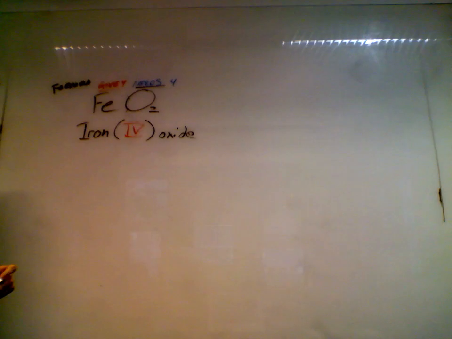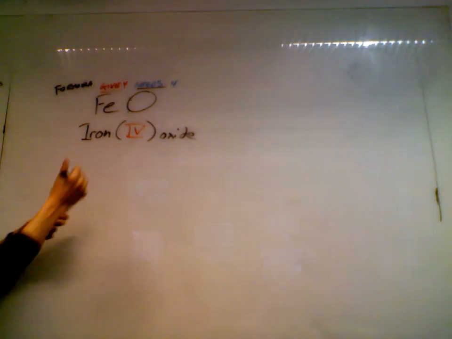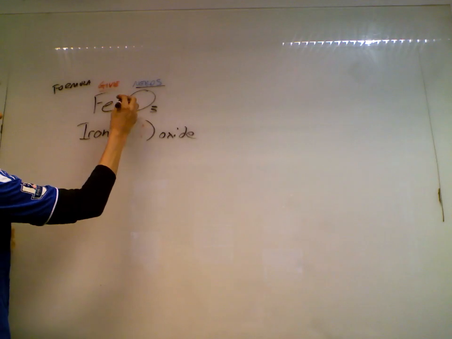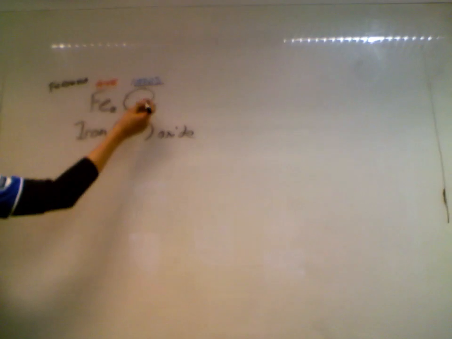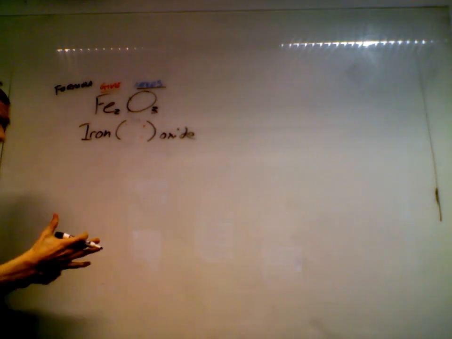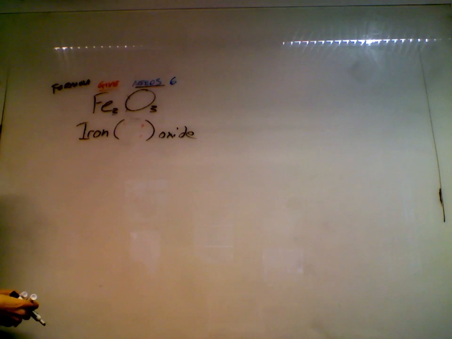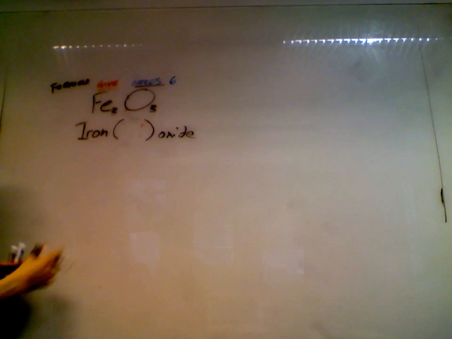Now, the tricky part comes in when you have stuff like Fe2O3. I'm going to erase these right now. Okay, what's the name of this? Well, you have to think about how many total electrons the oxygen needs. Total amount: 6. So it needs 6. But now, check this out, we've got 2 of those irons right there. So how many is each of these irons going to give?